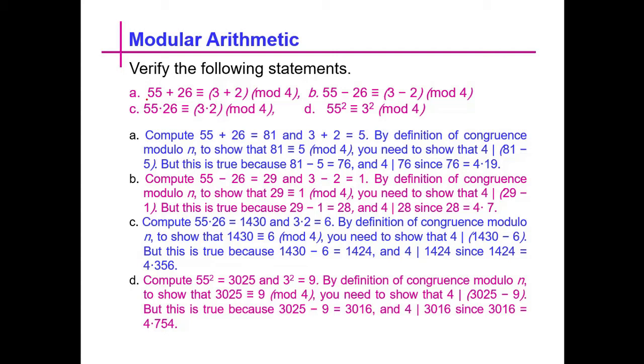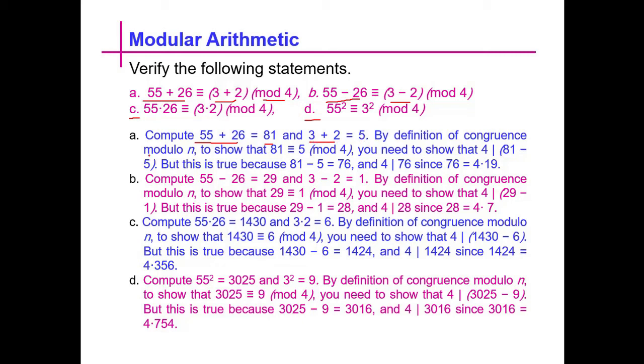So we need to verify that 55 plus 26 is congruent to 3 plus 2 mod 4, and 55 minus 26 is congruent to 3 minus 2 mod 4, just like C and D. So for this we need to compute 55 plus 26 and we get 81, and by adding 3 and 2 we get 5.